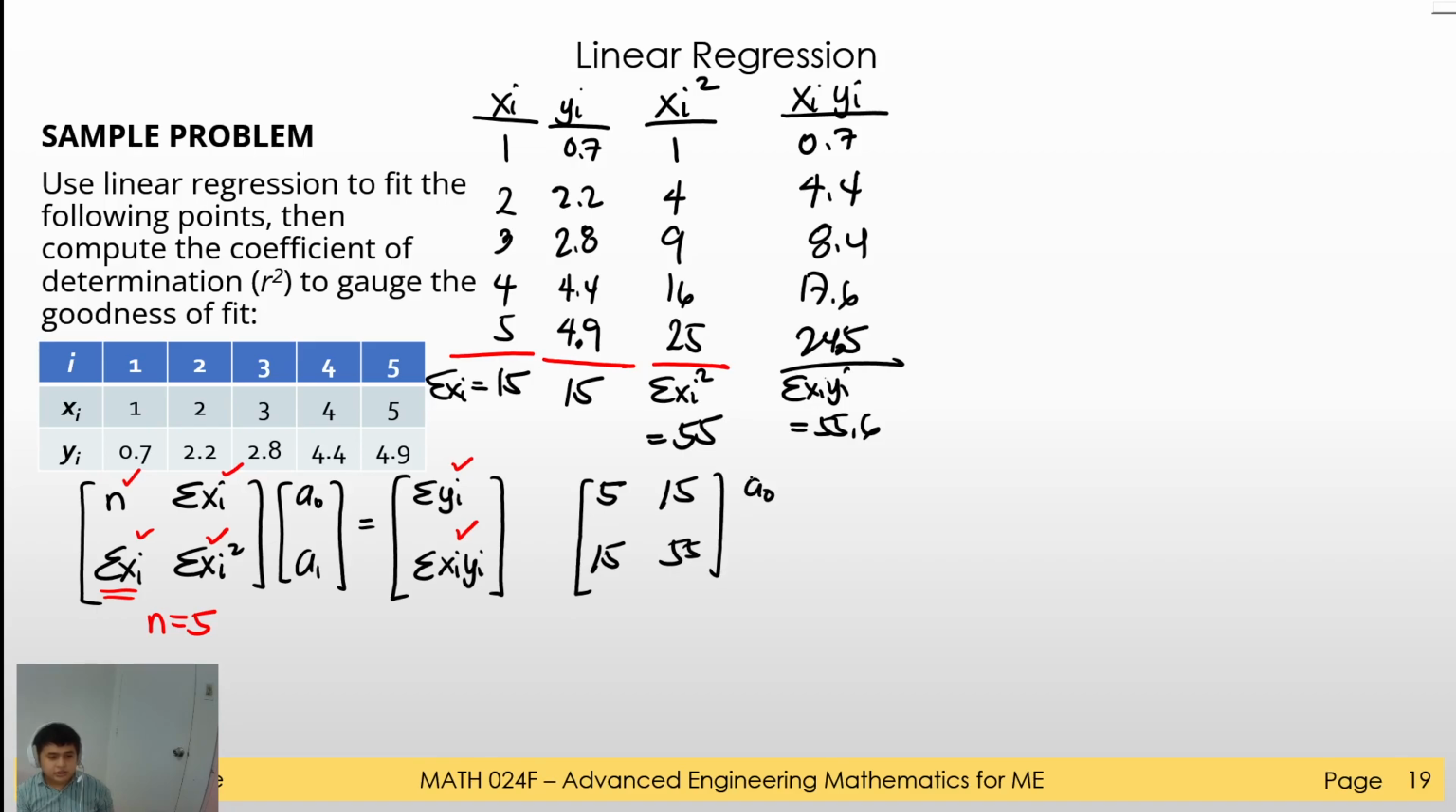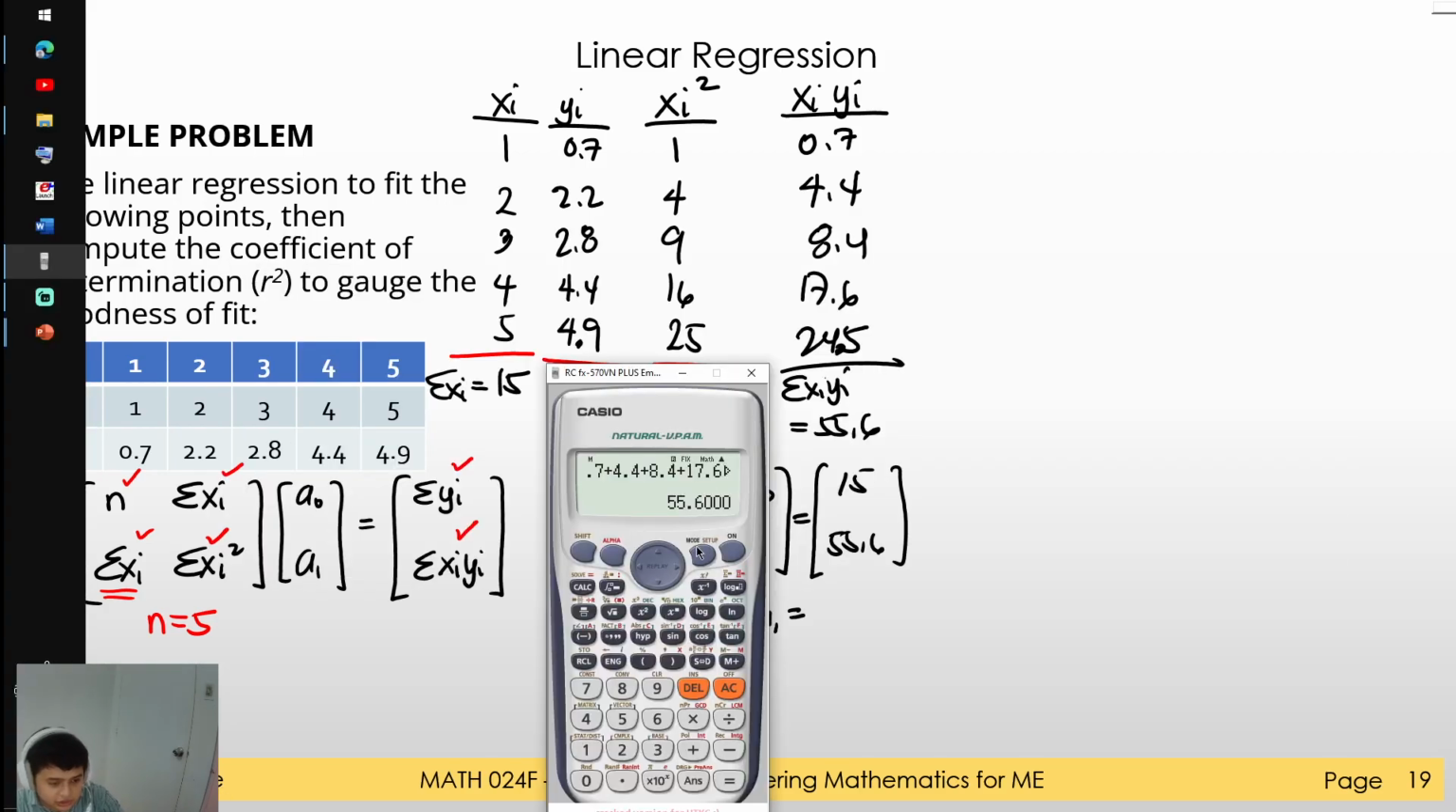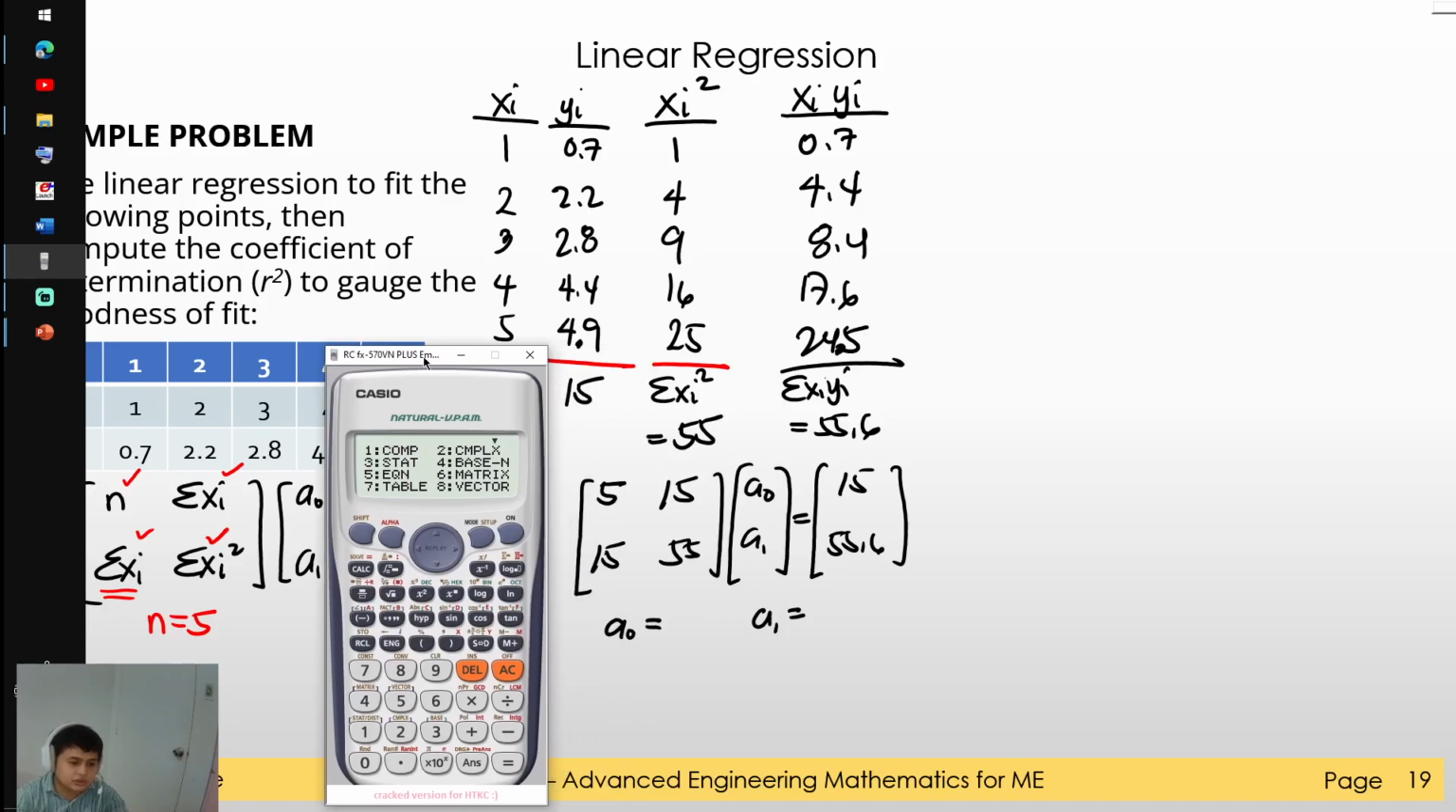And then a naught, a1, and then we have yi, we have 15. And then 55.6. Yeah, so equal sign. And then solving this, we can already have a value of a naught and a1. So using your calculator, you can just use the equation function.